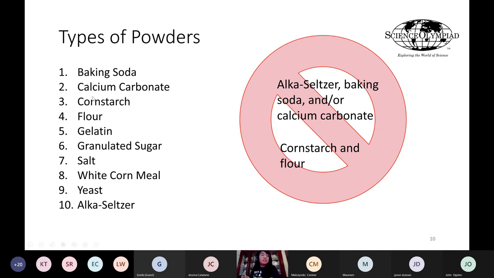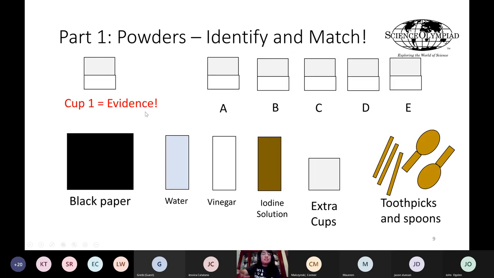So you'll never see any combination of these powders within a cup. But otherwise, you can have baking soda and gelatin within one cup, for instance. You can have just one sample within one cup, which is cornstarch in the end. How you determine that is based on how well the students can identify these powders, using how they look, on the black paper or within the cup itself, as well as how they react with different solutions. Did that clear up the question?